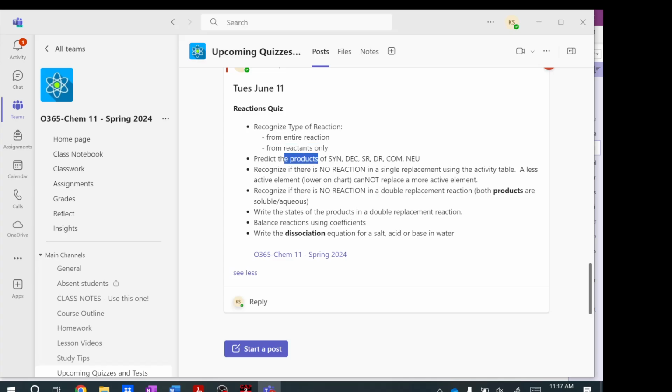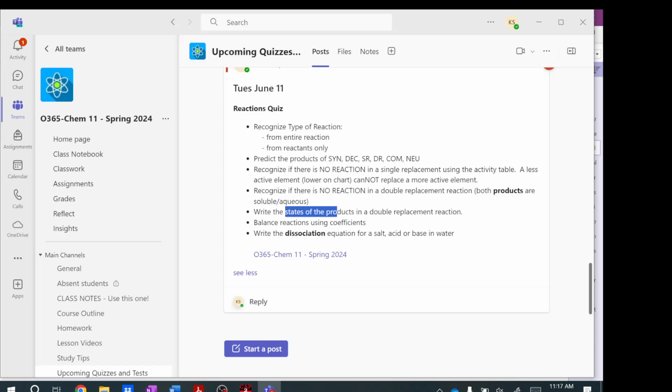You need to be able to predict the products of synthesis, decomposition, single replacement, double replacement, combustion, and neutralization. You need to recognize if there is no reaction in a single replacement reaction, you will be given the activity table. Higher things can replace, lower things cannot replace higher things. You should also recognize if there is no reaction in a double replacement reaction, if both the products are soluble, aqueous, that means there's no reaction.